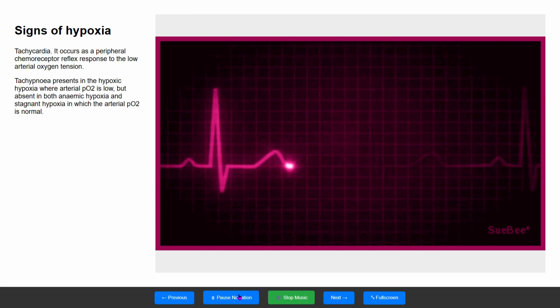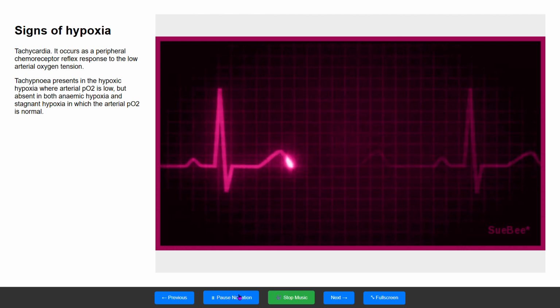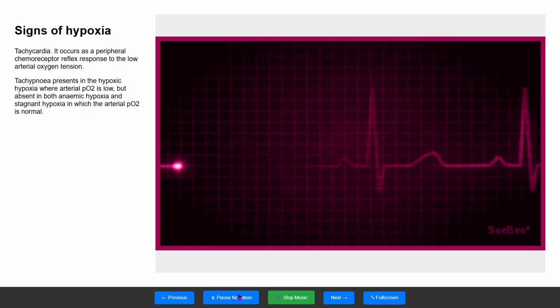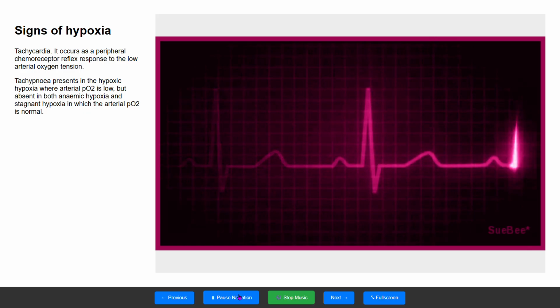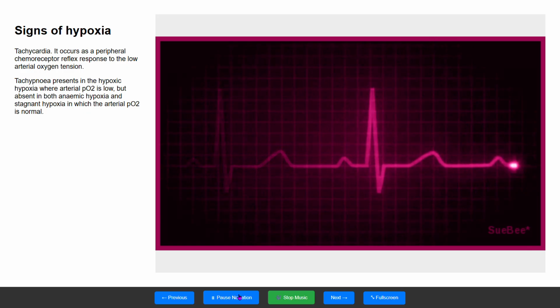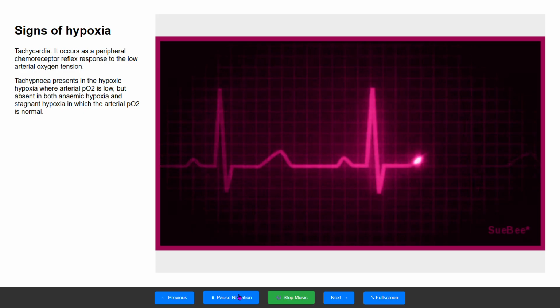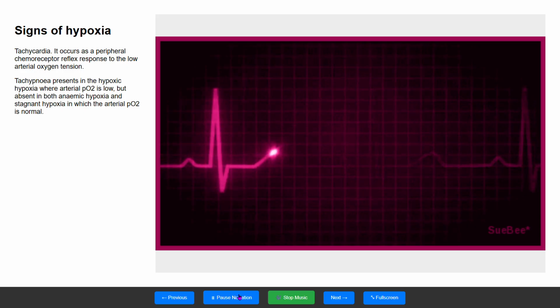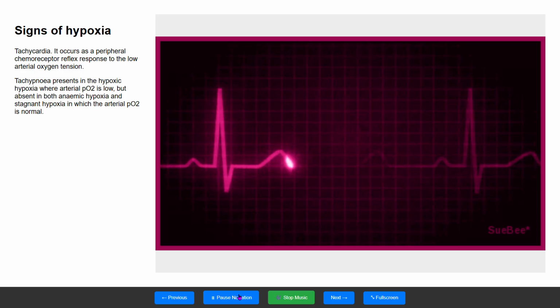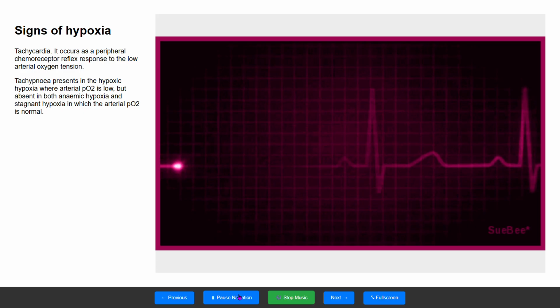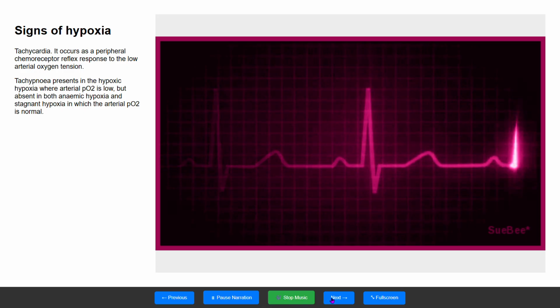Other signs of hypoxia are tachycardia, which occurs as a peripheral chemoreceptor reflex response to the low arterial oxygen tension, and tachypnoea, present in hypoxic hypoxia where arterial PO2 is low, but absent in both anemic hypoxia and stagnant hypoxia, in which the arterial PO2 is normal.